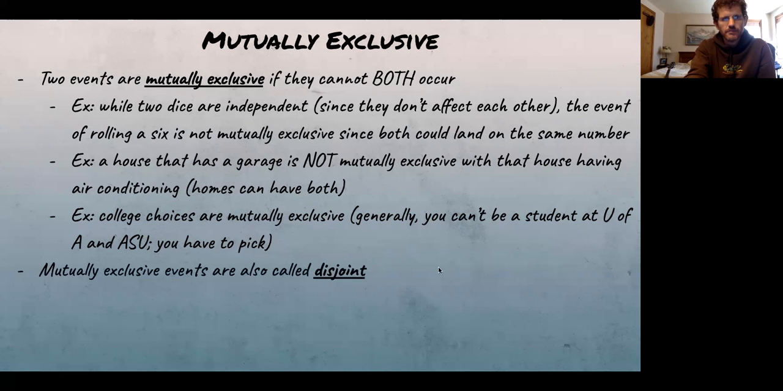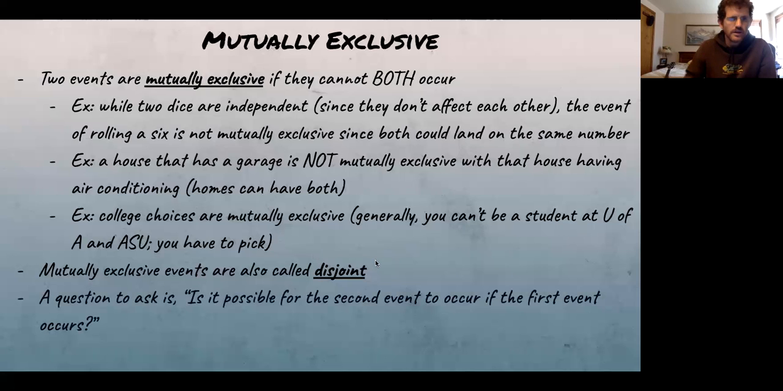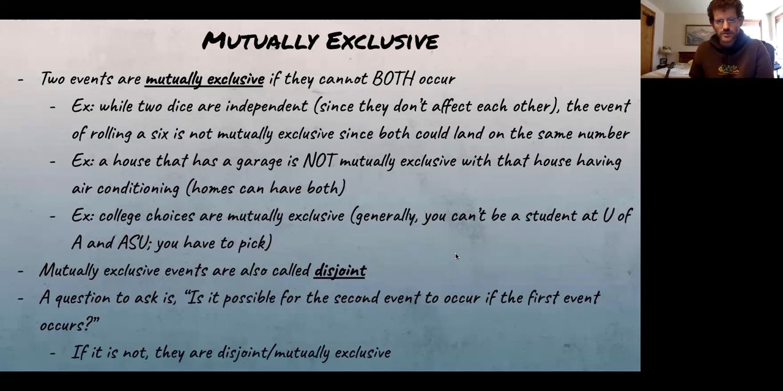Okay, another name for this is disjoint. There's nothing different between these two terms. They're just both used, so you need to be aware that they mean the same thing. And here's the litmus test you're asking in your head when you're looking at a scenario. Ask, is it possible for the second event to occur if the first event occurs? Can they even coexist? If the answer is no, then they are mutually exclusive. Okay, so conceptually, not that bad.